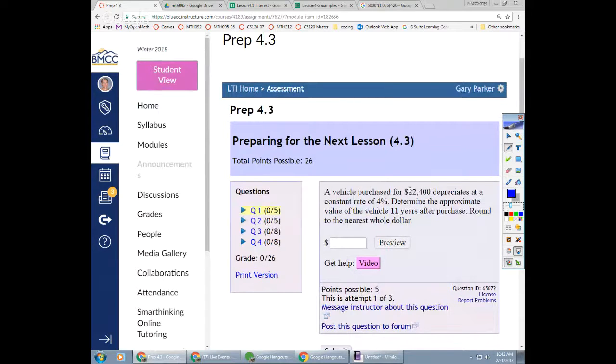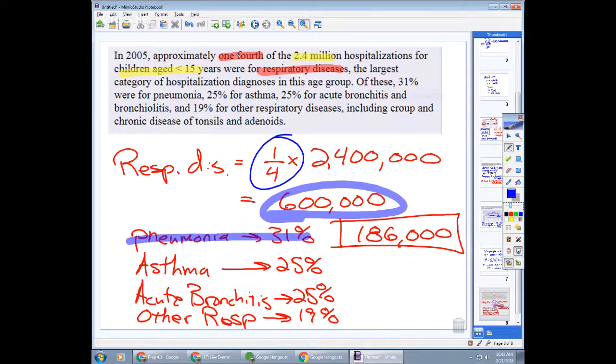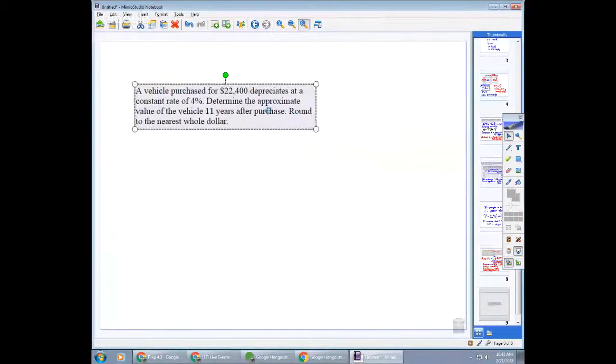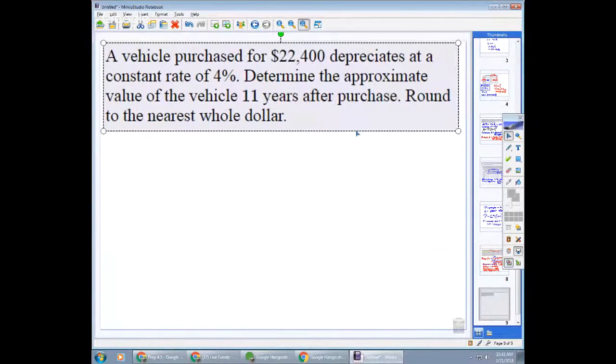A vehicle was purchased for $22,400. It's depreciating at a constant rate of 4%. Okay, and let's assume that's 4% per year. Determine the approximate value of the vehicle 11 years after the purchase. So see if you can whip that out on your calculator. I would write something on paper first. What is this car going to be worth in 11 years given its starting value and its rate of depreciation? We want the nearest whole dollar, not dollars and cents.